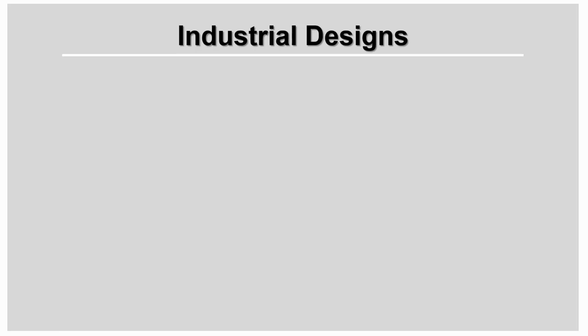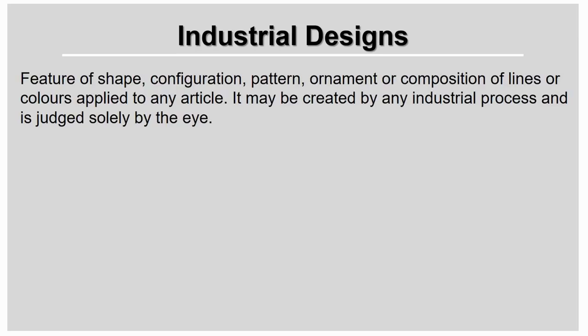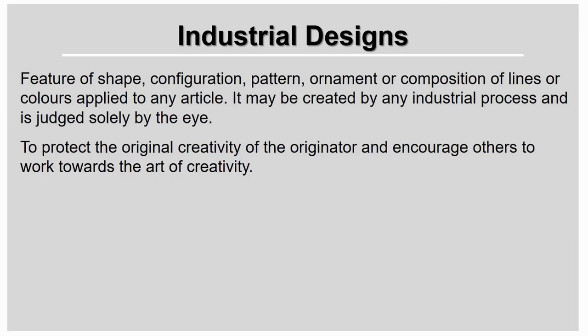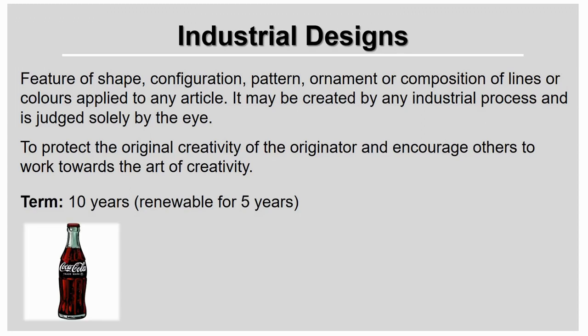Then industrial designs. Industrial designs are features of shape, configuration, pattern of any article. It can be created by any industrial process and is judged solely by our eye. Now, industrial designs are protected to safeguard the original creativity of the creator and encourage others to work towards the art of creativity. The term of protection is 10 years and it can be renewed for an extra 5 years.